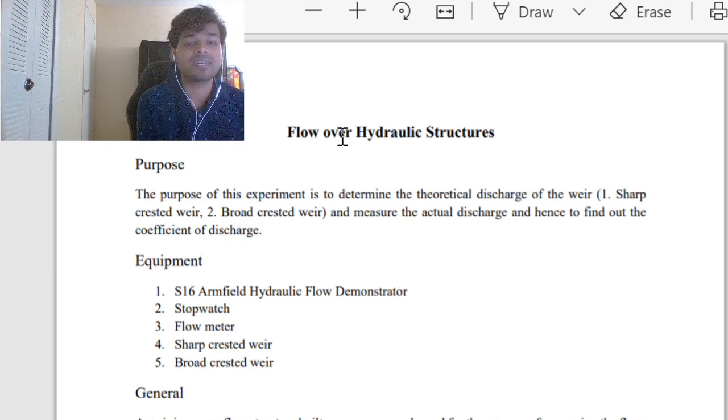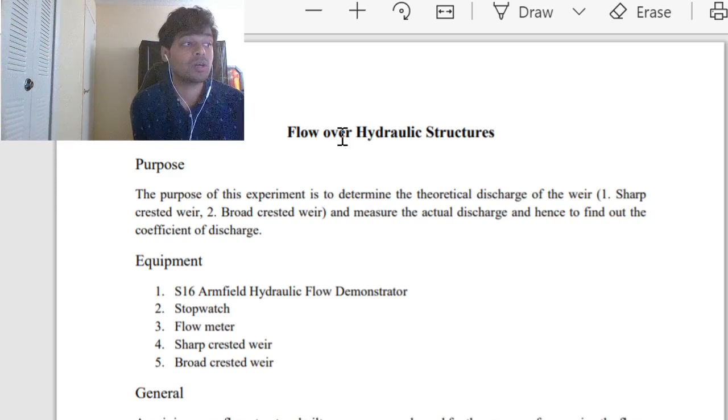So what is a hydraulic structure? A hydraulic structure is a kind of structure placed across a canal or open channel, which is very helpful to divert the water or control the flow. One of the purposes is to measure discharge using the hydraulic structure.